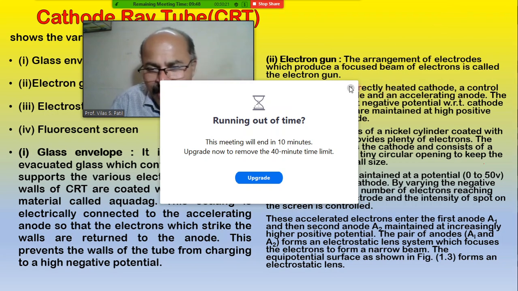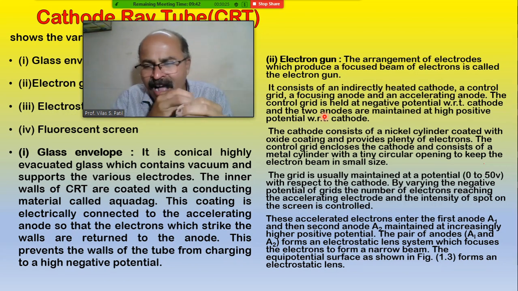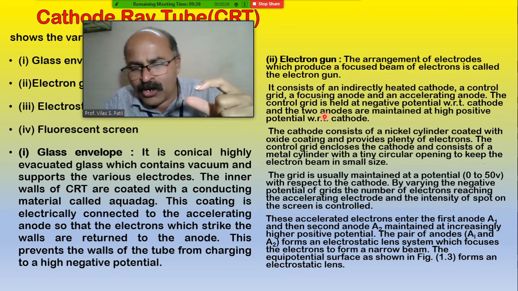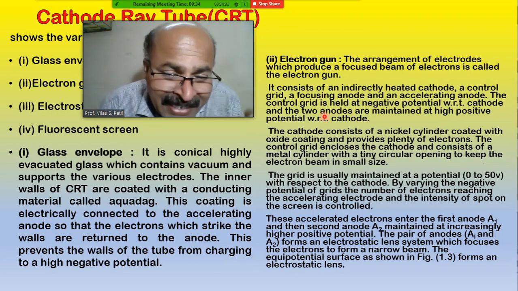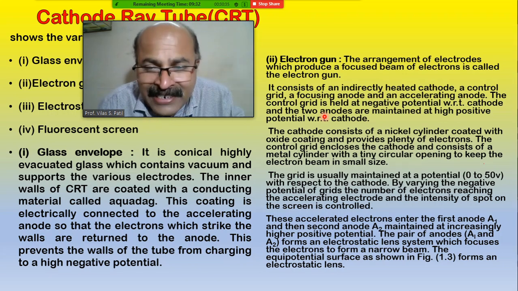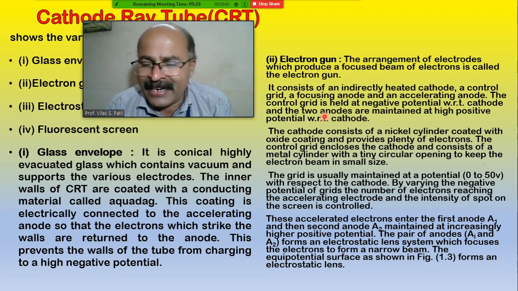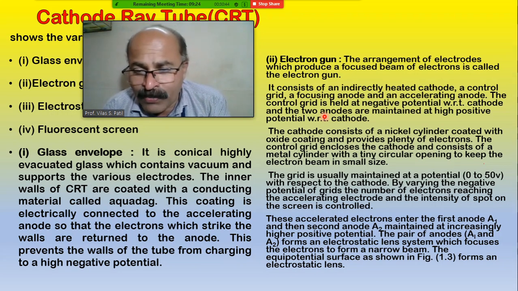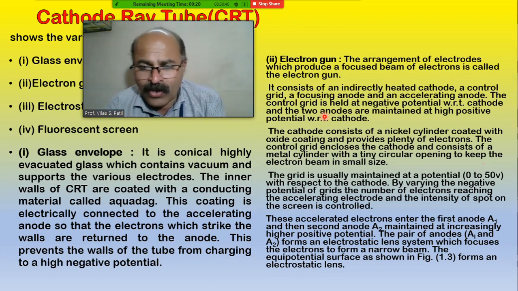Here indirect heating is used. For indirect heating, a high electrical energy of about 2.5 kilovolt is transferred through the filament, and due to that energy, the red hot filament heats the cathode indirectly. It consists of the indirectly heated cathode, the control grid and the focused anode.